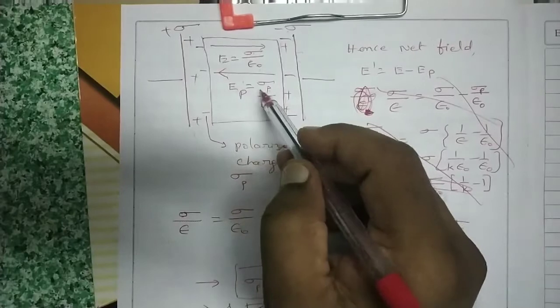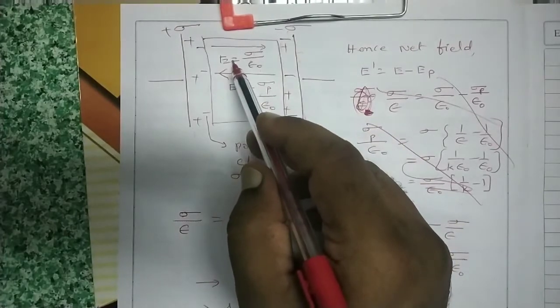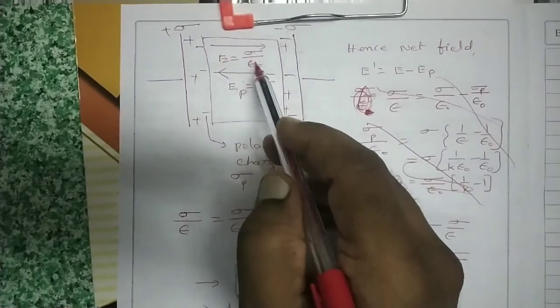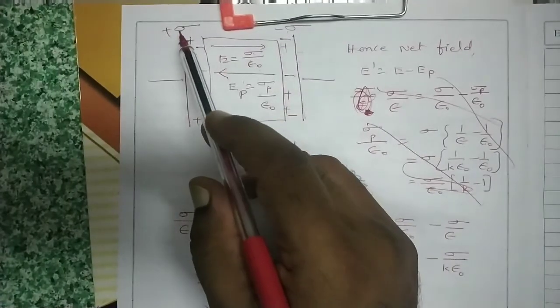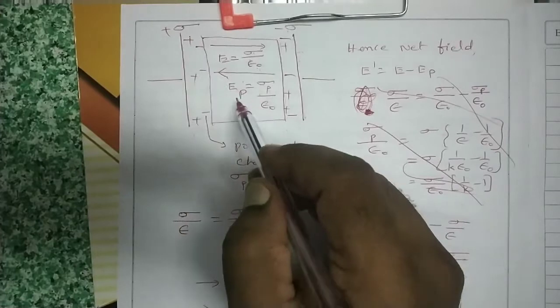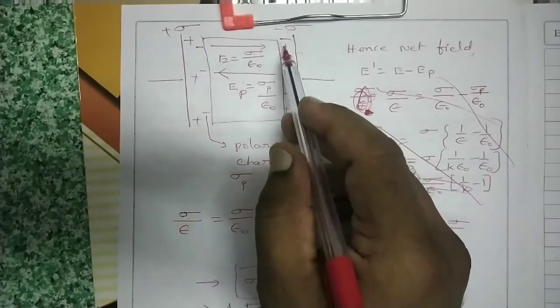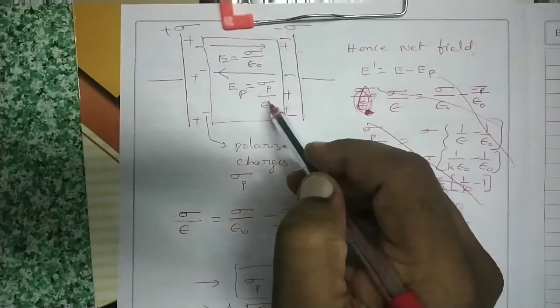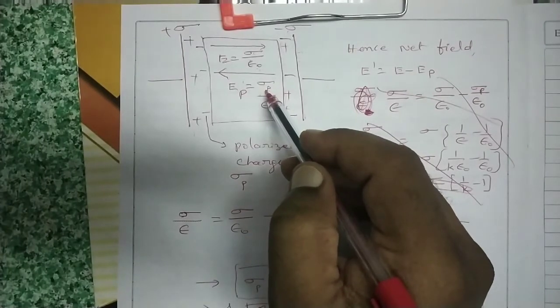So there are two electric fields. One electric field, the applied field we can call, is the electric field due to capacitor charges, E equals sigma by epsilon 0, because on the capacitor plates the charge density is sigma. Another electric field is due to polarized charges on the dielectric medium, EP, that is sigma p by epsilon 0, where sigma p is polarized charge density.